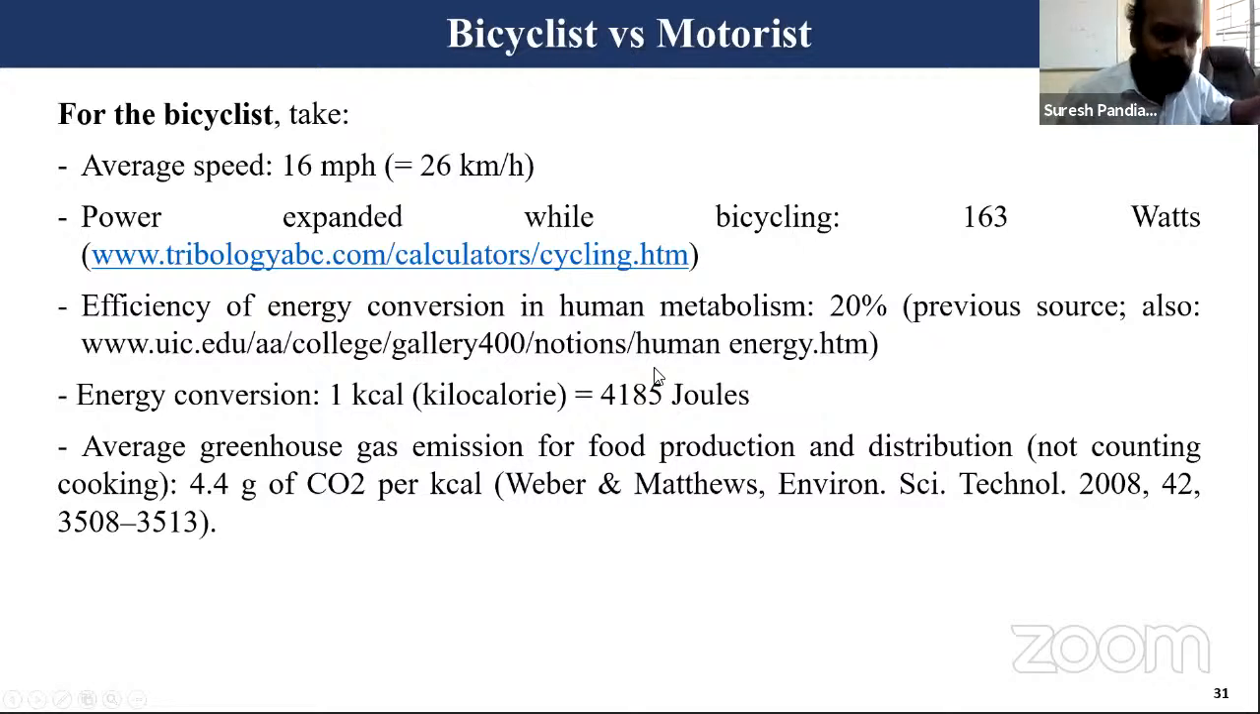Energy conversion is given. The average greenhouse gas emission for food production and distribution is about 4.4 grams of CO2 per kilocalorie. If the person driving the bicycle eats items produced within his local area, then the emission from the car may be higher than the bicycle. There is always a solution, but that solution will drive you away from the city and force you to adopt the lifestyle of your ancestors.